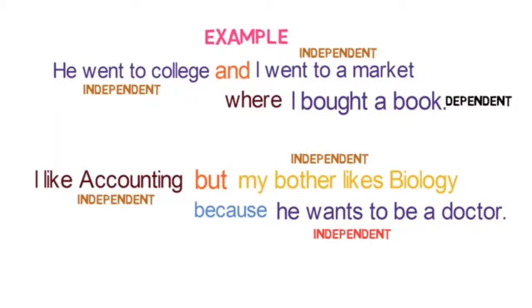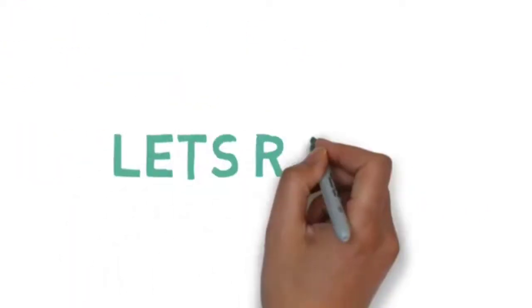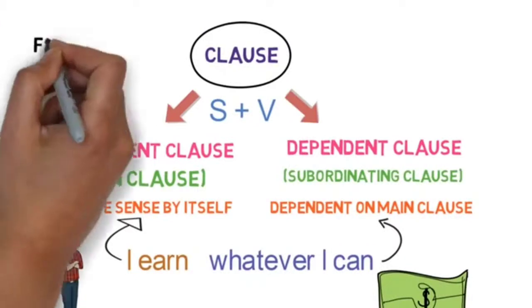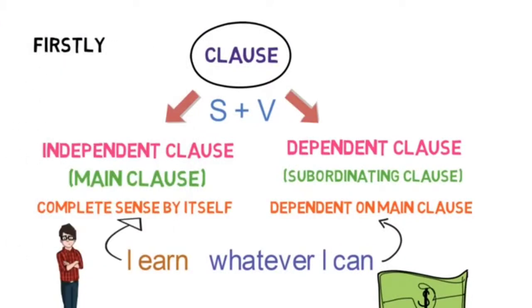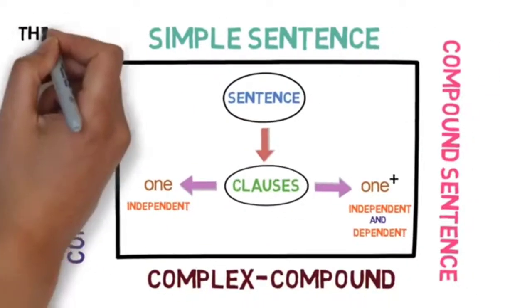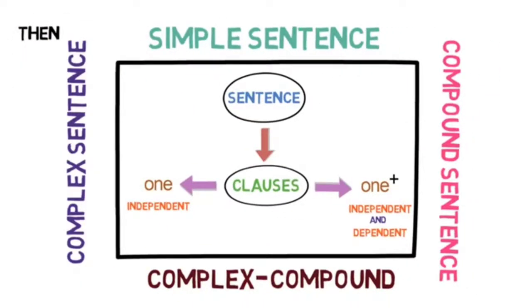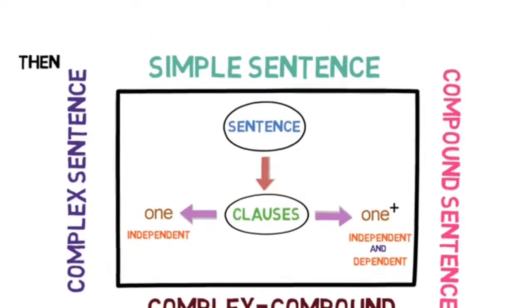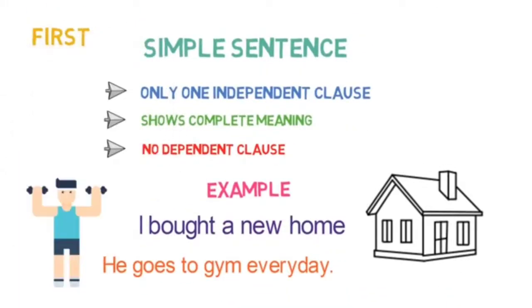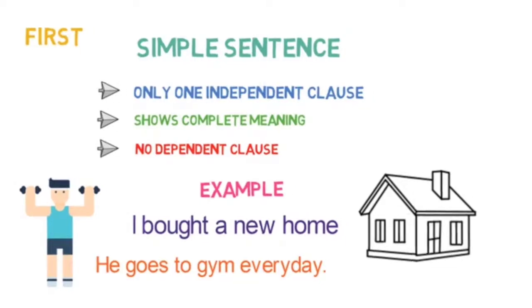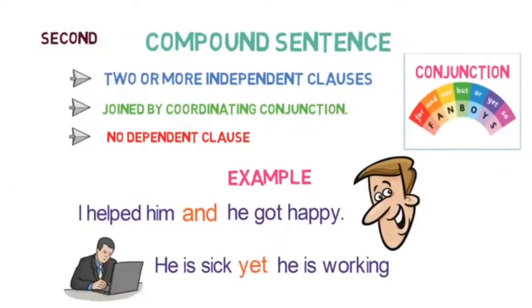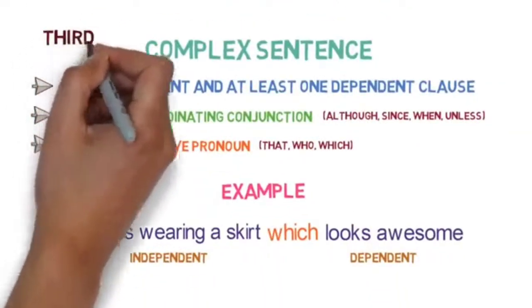Children, that's all about the sentences based on the structure. Let's quickly revise what we have learned in this session. Firstly, we understood what are the two main types of clause. One is independent and the second one is dependent clause. Next, we saw the four main types of sentences and their structure. First is the simple sentence. A simple sentence only contains one independent clause and shows the complete meaning. And the second one is the compound sentence. A compound sentence contains two or more independent clauses. Third one is the complex sentence.